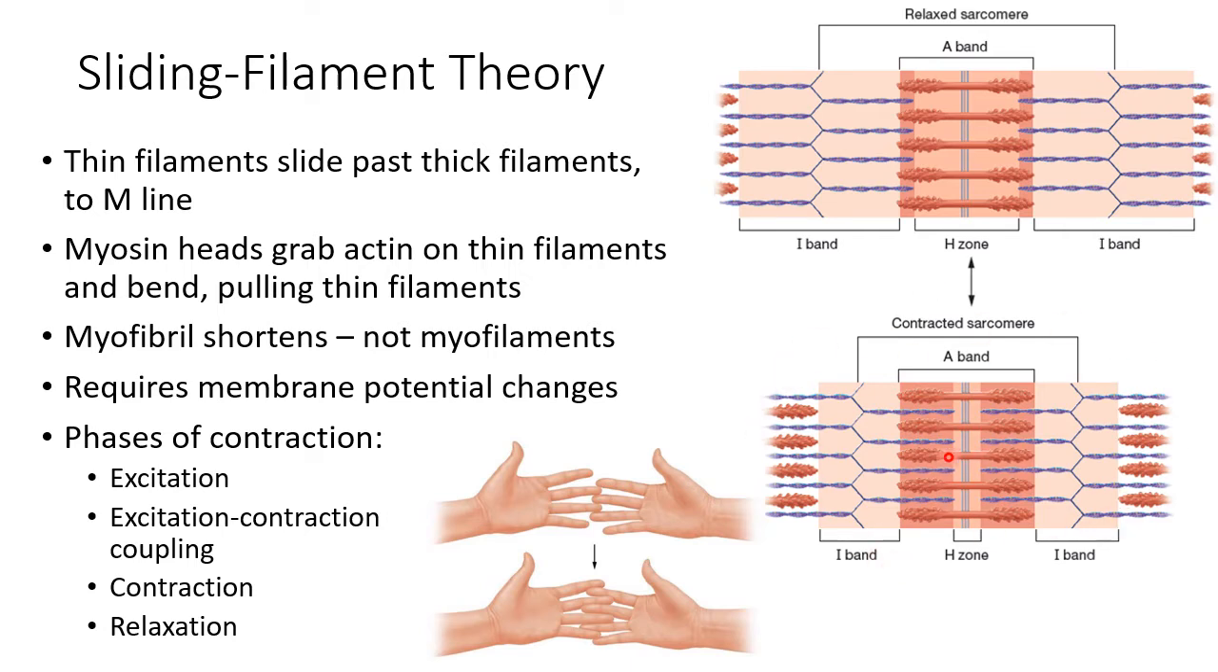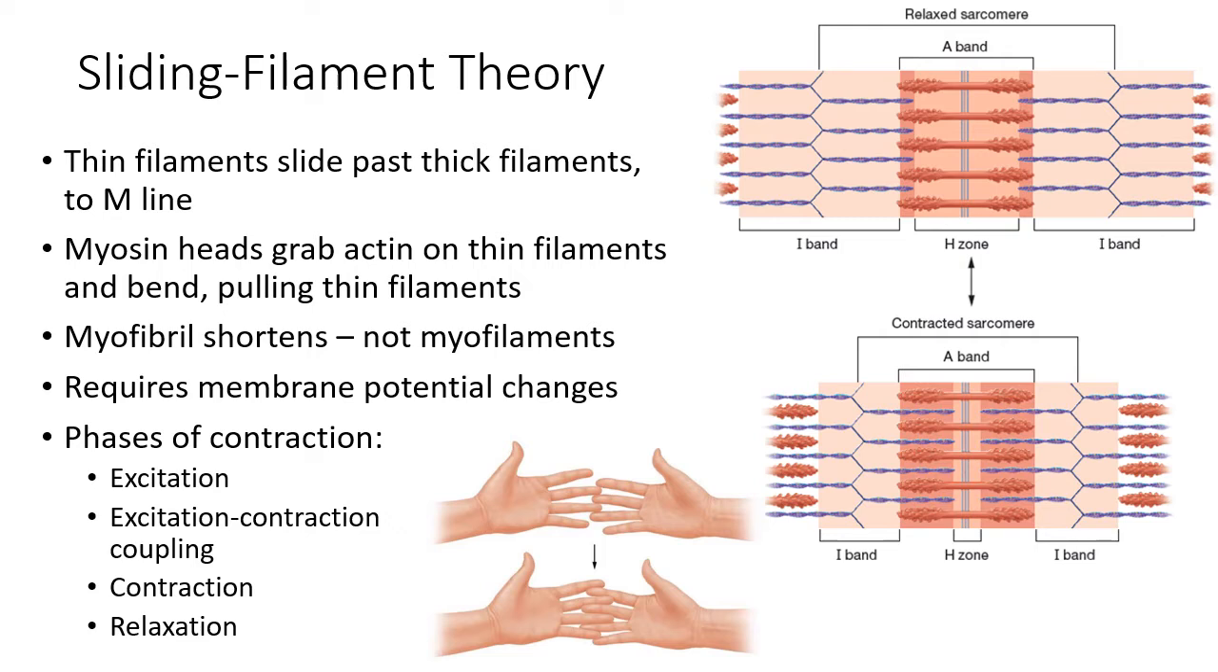The myofilaments themselves do not get shorter, but they're moving past each other so that the whole myofibril gets shorter, and then when the whole myofibril gets shorter, that makes the whole muscle get shorter, usually. In order for that to happen, you have to have membrane potential changes in the muscle cell. You have to have action potentials in the muscle cell.